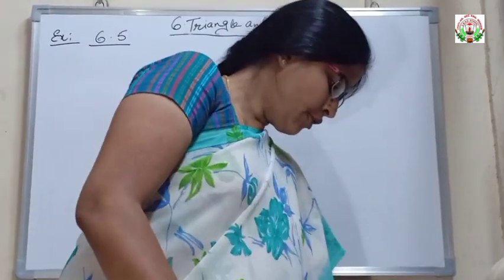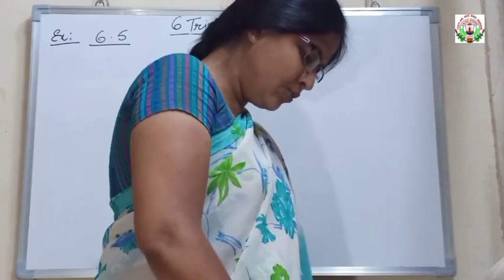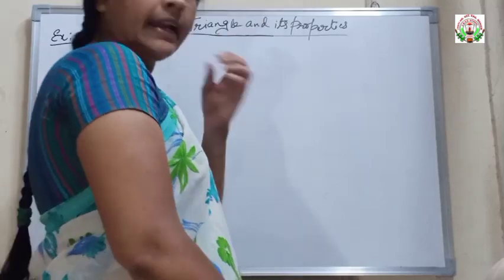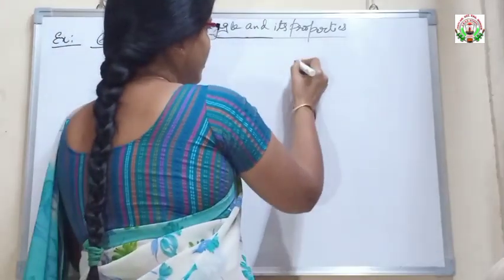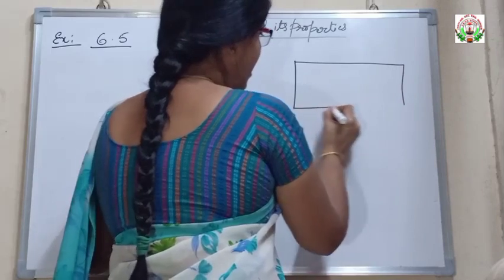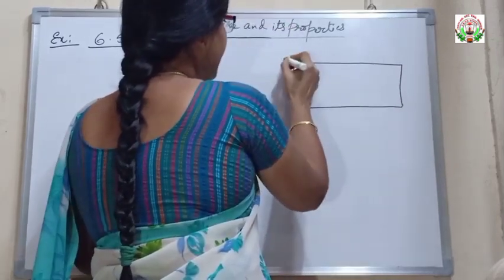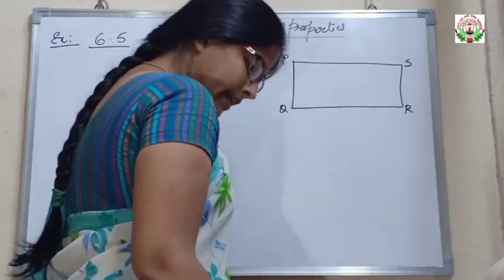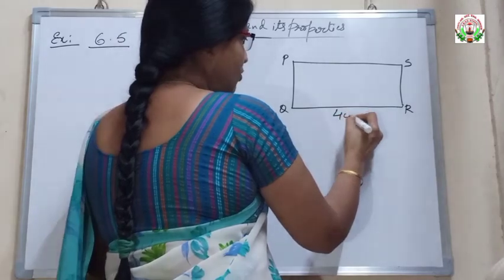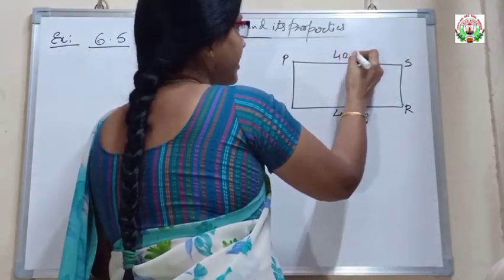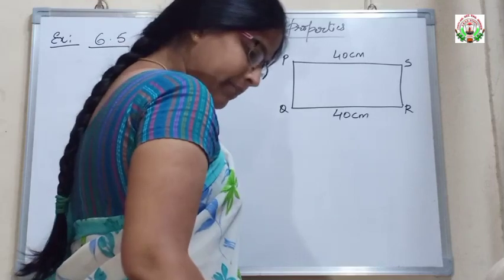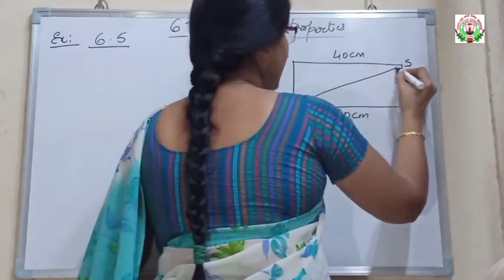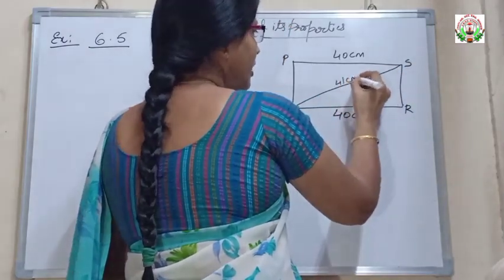See, they have given: find the perimeter of a rectangle whose length is 40 centimeters and diagonal is 41 centimeters. Means a rectangle is given. Let us name it as PQRS. And they have given the length of the rectangle is 40 centimeters. So here it is 40 centimeters and here it is 40 centimeters. And they have given the diagonal is 41 centimeters. Means the diagonal is this one as 41 centimeters.